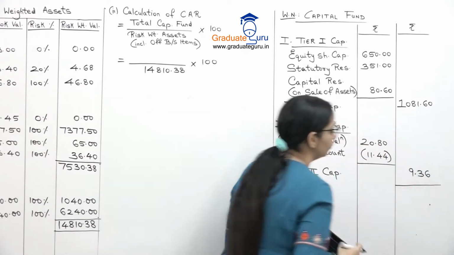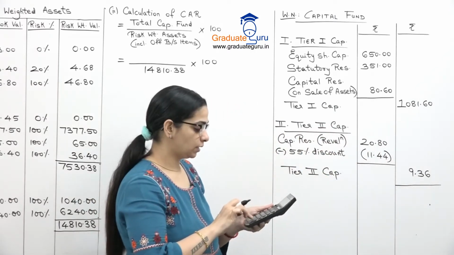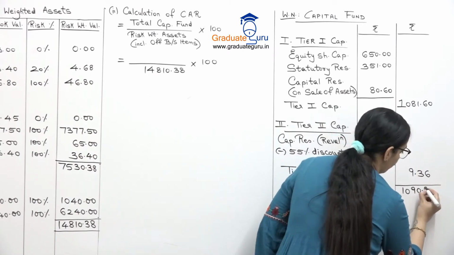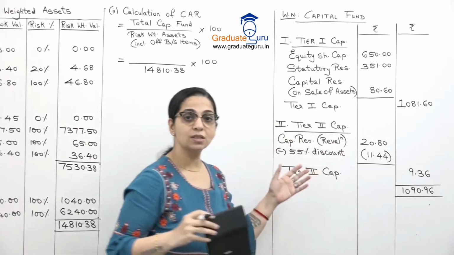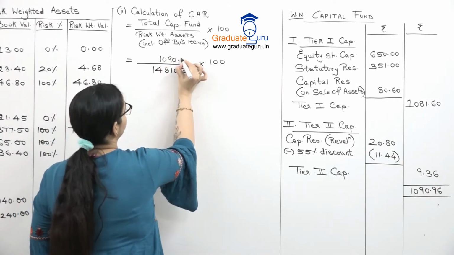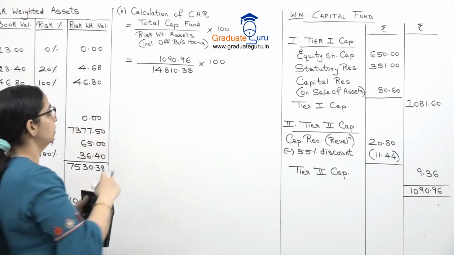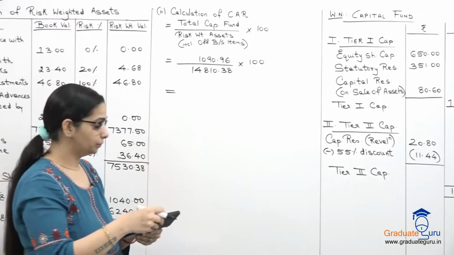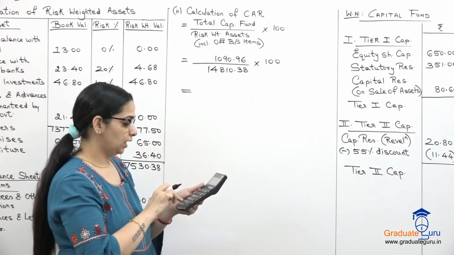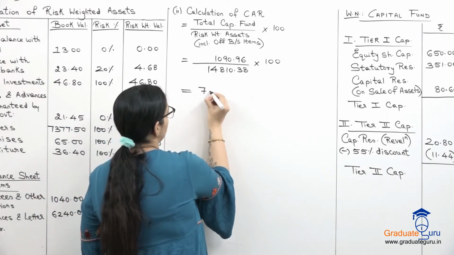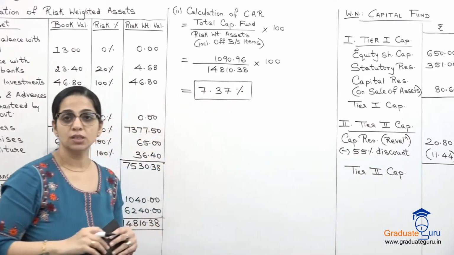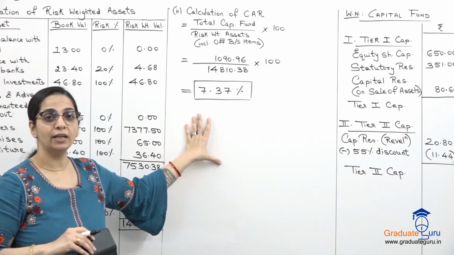And for our total capital, we have to add these two. So 1081.6 plus 9.36, we get 1090.96. This is our total capital fund which we will take here. 1090.96. Now we just have to divide this and get our answer. So 1090.96 divided by 14810.38 into 100. We get 7.37%. Don't forget to write your percentage sign. So this is our final answer for the capital adequacy ratio.